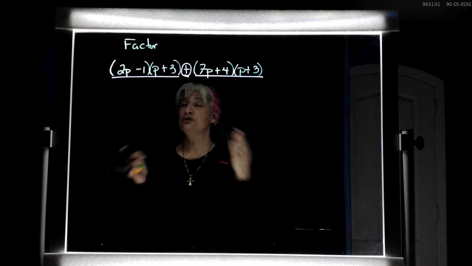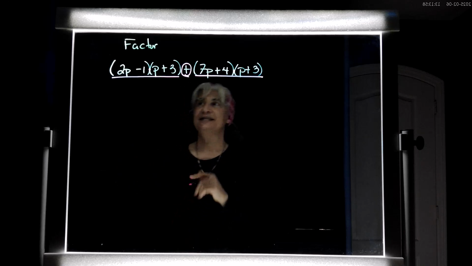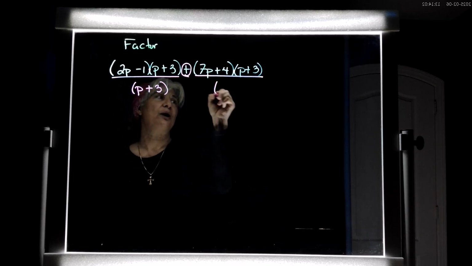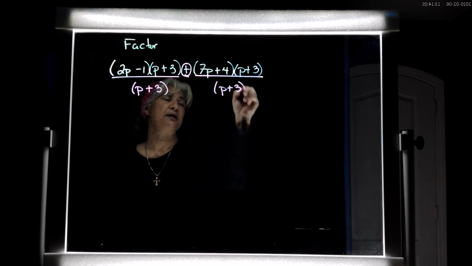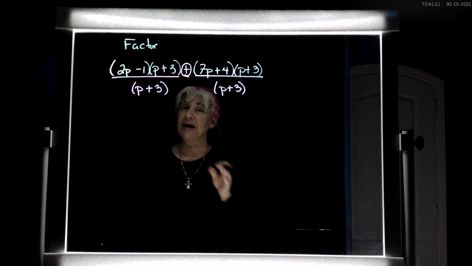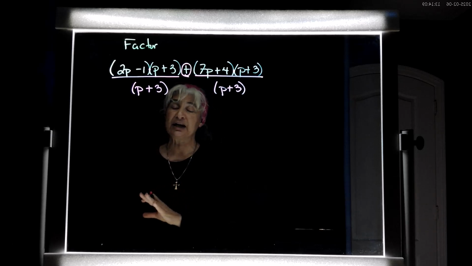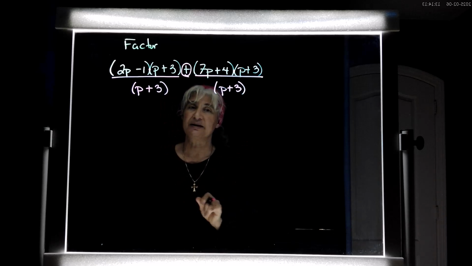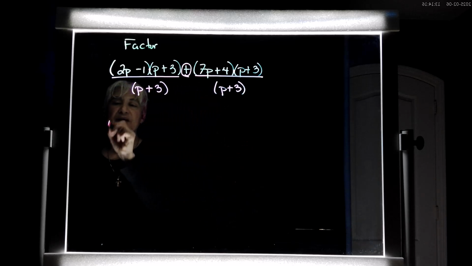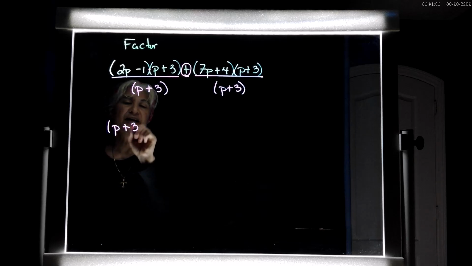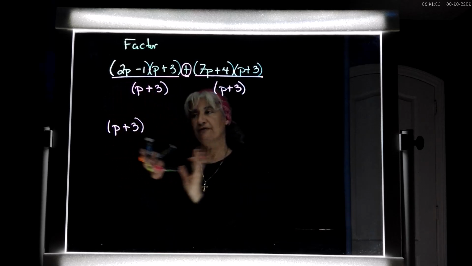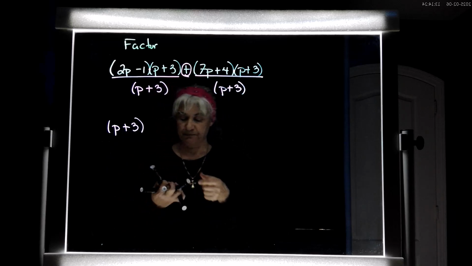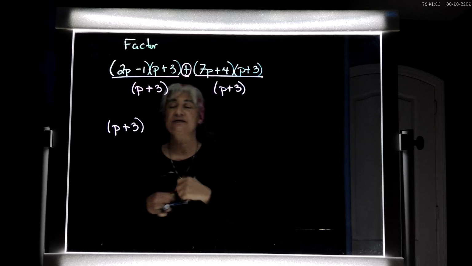First term and second term, do they have anything in common? Yes, they both have the exact same parenthesis of p plus 3, so I'm going to divide out the parenthesis of p plus 3. By the way, that doesn't mean it goes away. That doesn't mean it's like, bye-bye, see you later. No, it means that you have divided p plus 3 out. You have factored it out, so it's kind of off to the side here. Are you with me?